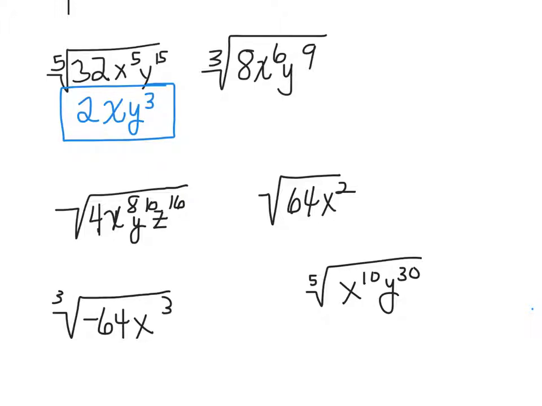Okay, let's try another one. What is the cube root of 8? Well, I know that 2 cubed is 8. So the cube root of 8 is 2. And all I have to do here is just divide 6 and 9 by 3 to get the cube root of those variable expressions. So 6 divided by 3 is 2, so that's x squared. And 9 divided by 3 is 3, so that's y to the third, or y cubed. And that is that radical simplified.